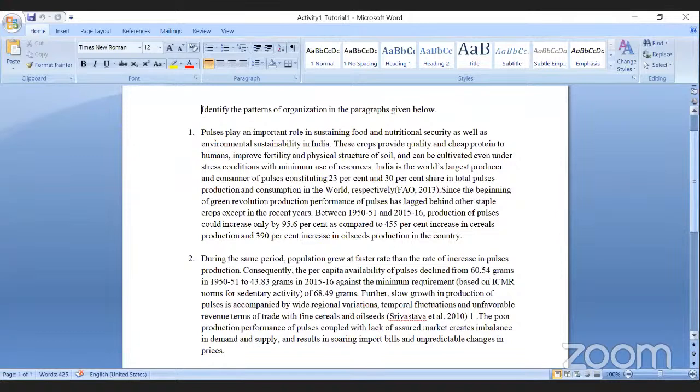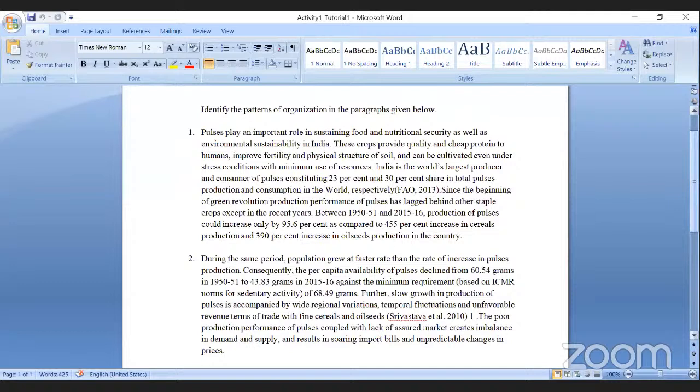Ma'am, I think the first one is general to specific. Yes, right. The second is vice versa, specific to general. Yes, the first one is general to specific. Can one of you explain how you understood that? I think it's because it's explaining what pulses are, then from there it gets to the curves and the 23% and 33%. It's not explaining what pulses are; it is starting with pulses. It's making a point about the importance and role of pulses in sustaining food and nutritional security.